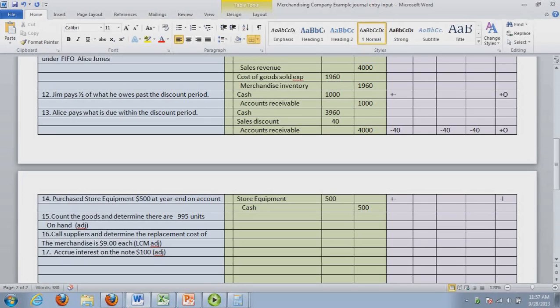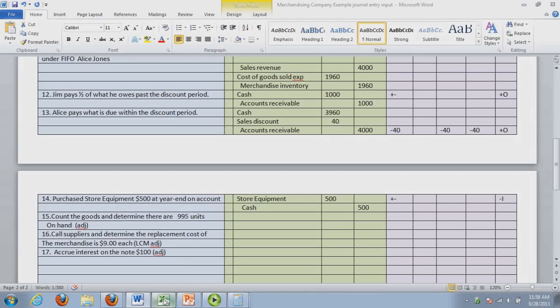Purchasing assets or selling most assets would be here with the cash flow. Now we've got two entries at the end of the period. Many stores will sometimes close and take a physical count, and what they're doing is they're checking the records against what's actually in the store. So the physical count reveals 995 units.